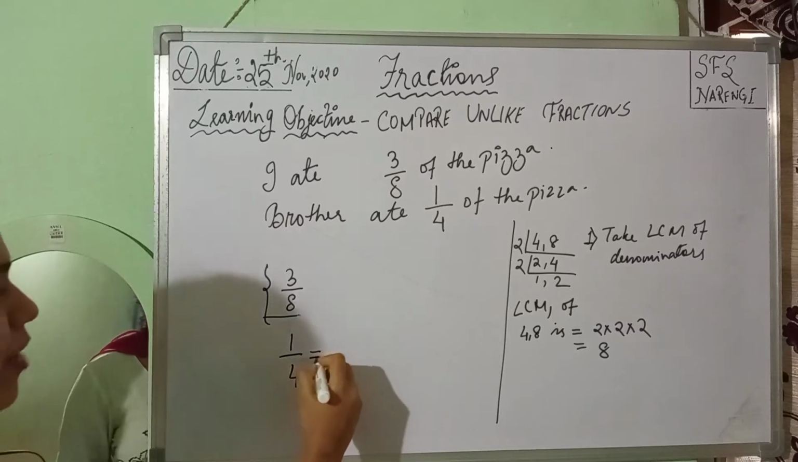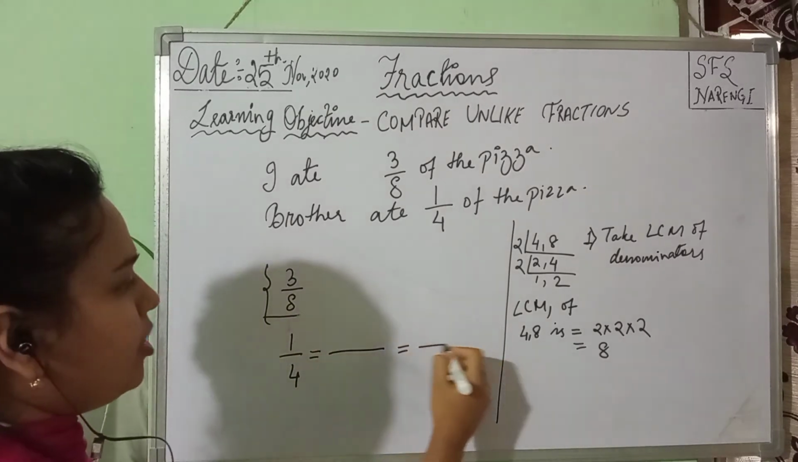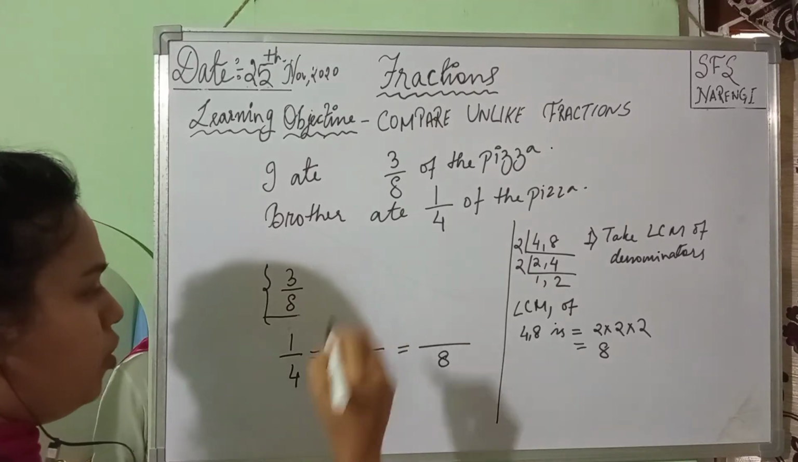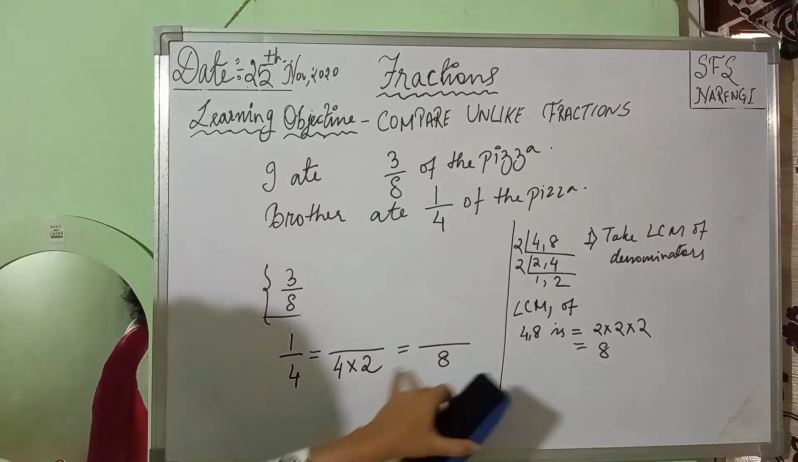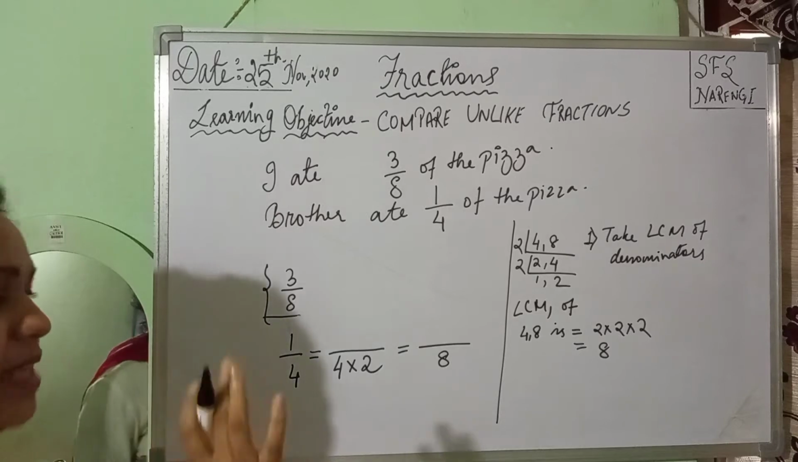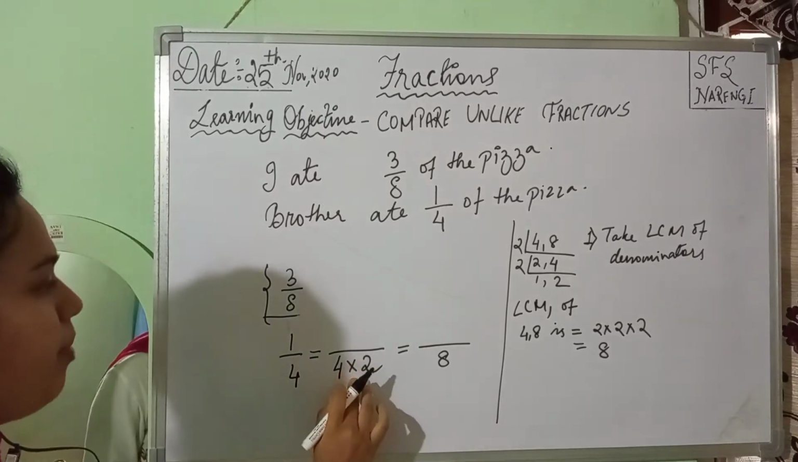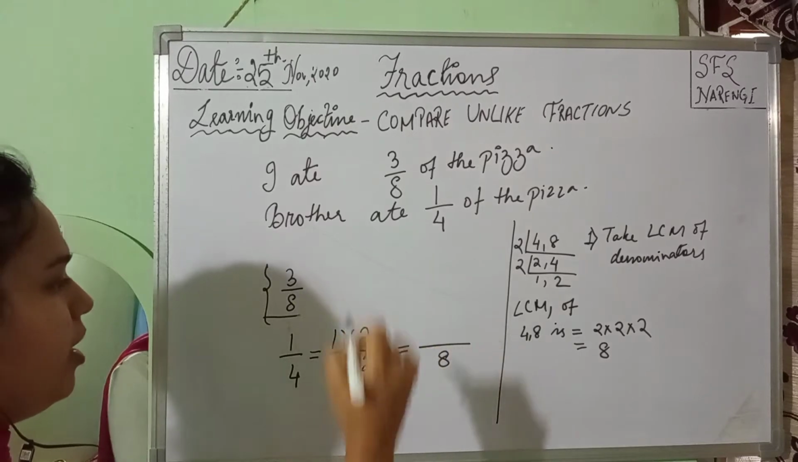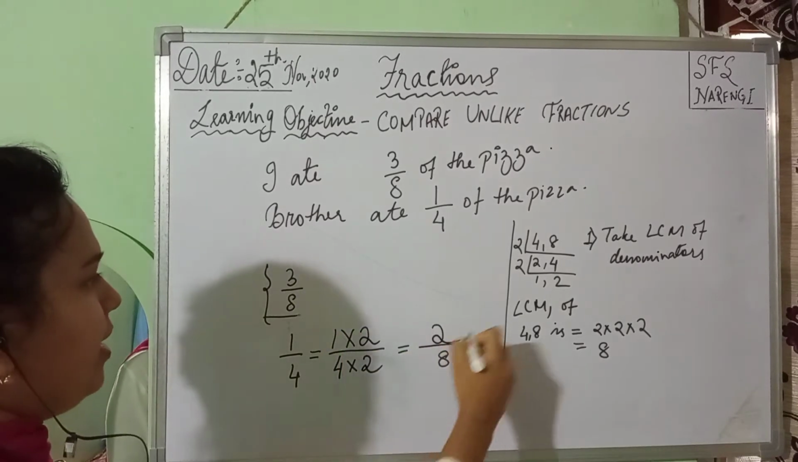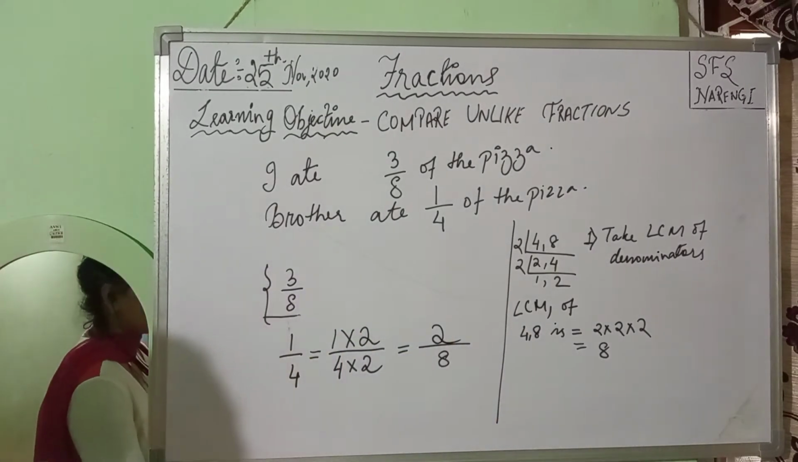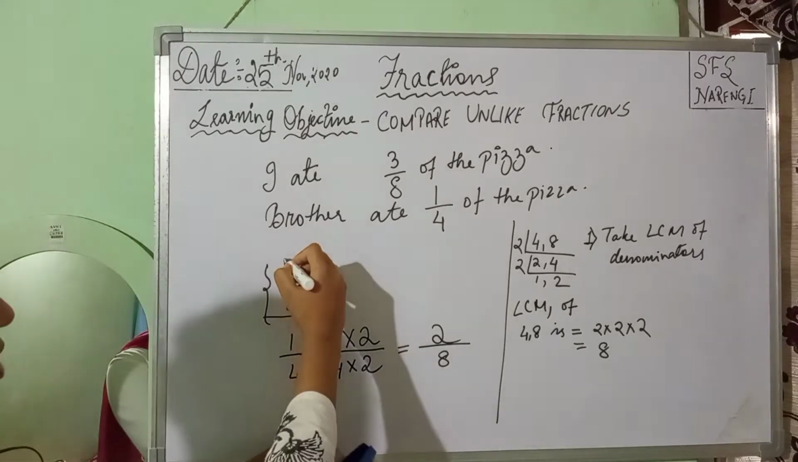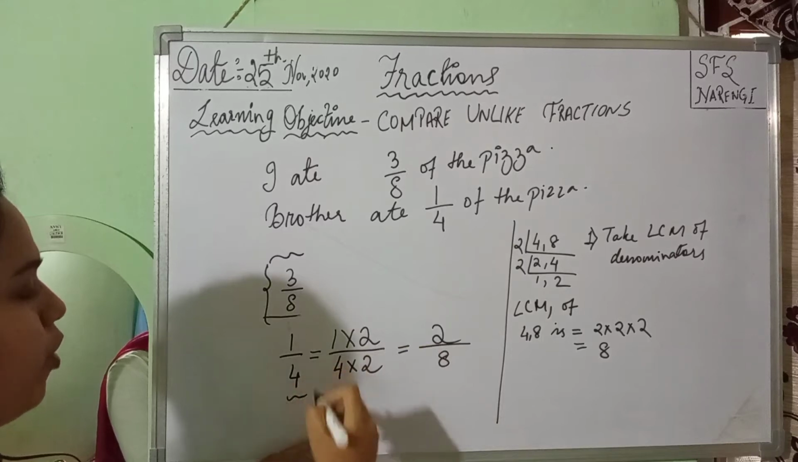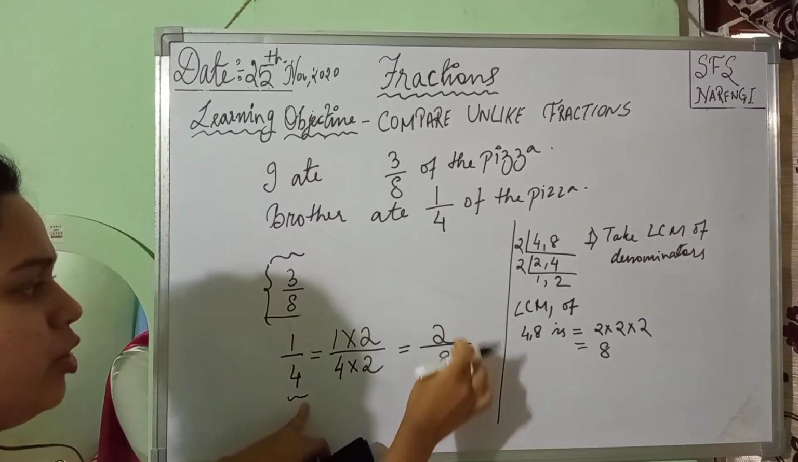Now for 1 by 4, when will I get the denominator as 8? When I multiply the denominator by 2, because 4 multiplied by 2 is 8. Since I am multiplying the denominator by 2, I will also multiply the numerator by 2. So what do I get? 2 by 8. So see children, I ate 3 by 8 of the pizza and 1 by 4 has an equivalent fraction 2 by 8.